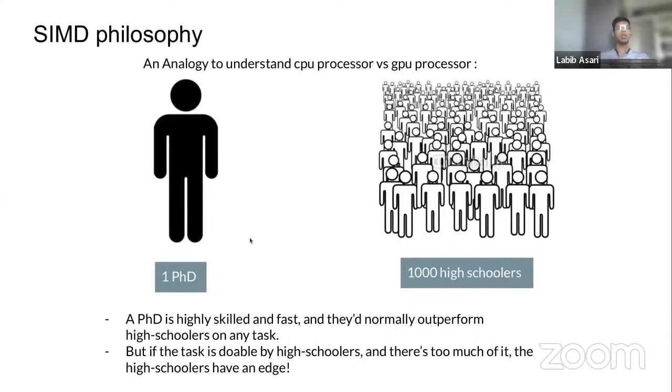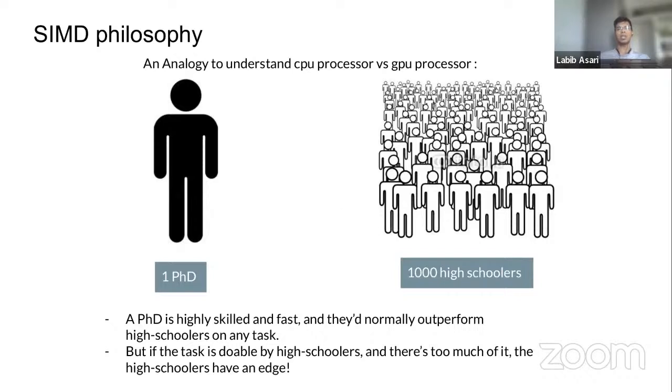A very good analogy to understand the SIMD philosophy is a single PhD student at our university. They are very skilled and very fast at whatever they have excelled in, whatever they are majoring in. They know their skill very well, they can do any task that is given to them, and they will do it very fast. They normally outperform a graduate student or a high school student. But when we have a lot of data points, and the operation that we have to do is not really complex, the GPU is similar to the case of 1,000 high school students. A single high school student is no comparison to a single PhD student.